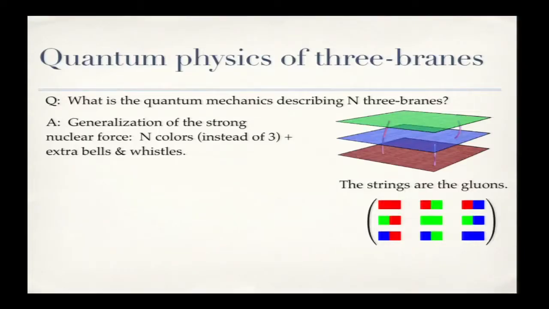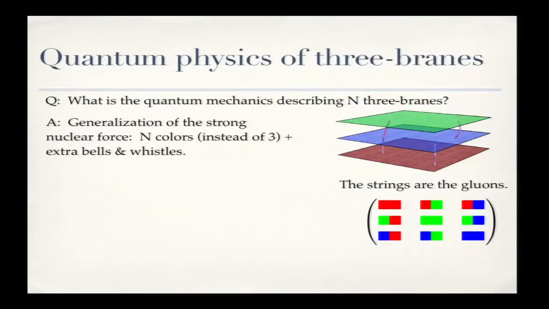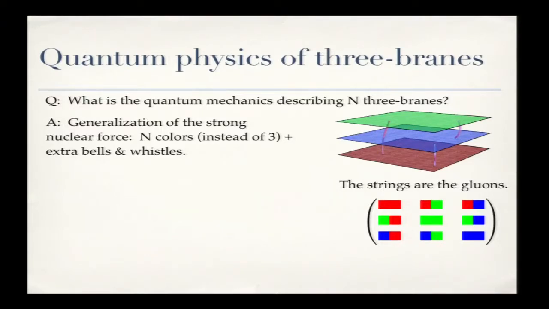So far I've been talking about the quantum physics of the strings connecting N three-branes. So you can ask the question, what is the quantum physics of the strings describing N three-branes? Is this something esoteric or not? And the answer is no, it's not. It's just a generalization of the strong nuclear force. The strong nuclear force describes interactions between three colors, but now we generalize it to N colors, and we add some extra bells and whistles. But in any case, this is just a generalization of the strong nuclear force. And the strings that I was talking about are really like the gluons. They're N-squared entries in this matrix, so it's only natural to identify these strings as the gluons. And I didn't color these three-branes red, blue, and green for no reason.